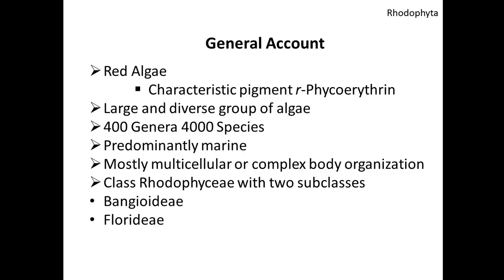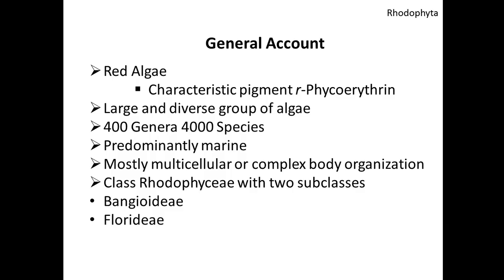So, first we discuss some general account. As the name tells us, they are the red algae. They are red due to the presence of certain predominant red pigments. The pigments are chlorophyll a and chlorophyll d. We know that chlorophyll a is universally present in all the green plants. Along with chlorophyll a and chlorophyll d, there is R-phycoerythrin.